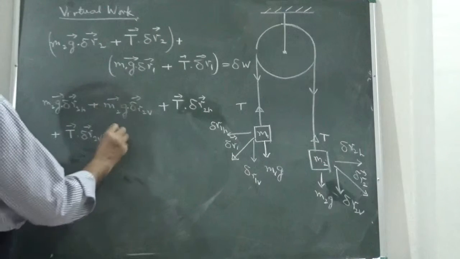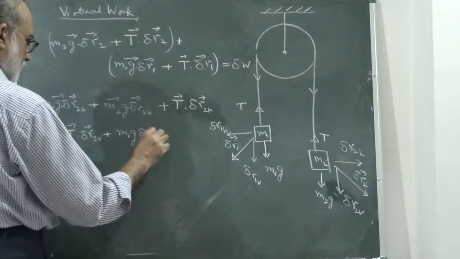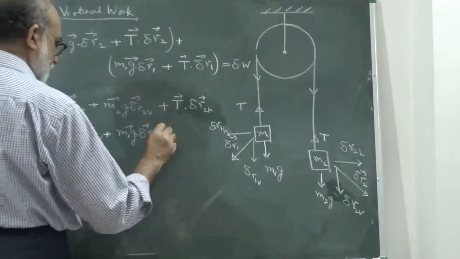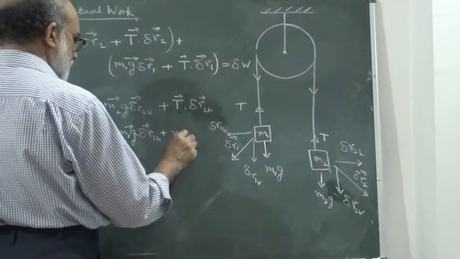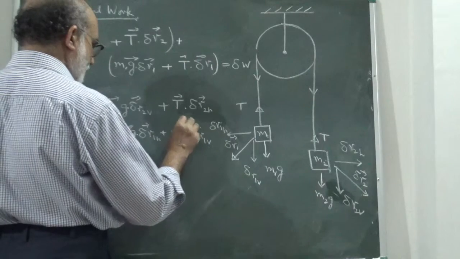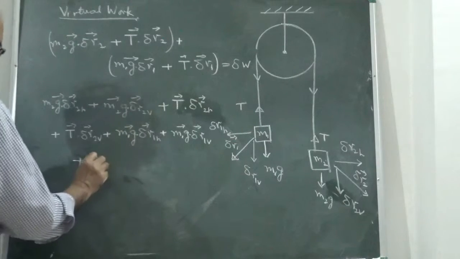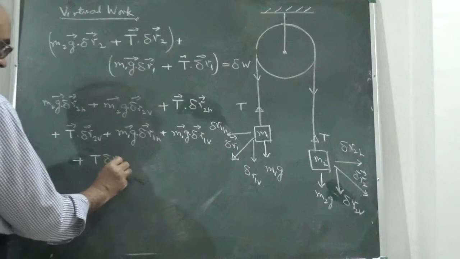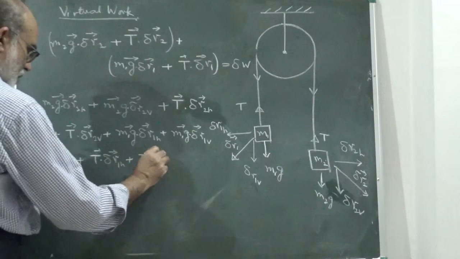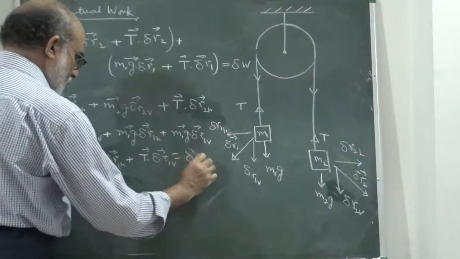Plus now this one, M1G dot delta R1 horizontal, M1G dot delta R1 vertical, plus T dot delta R1 horizontal plus T dot delta R1 vertical. This is the total work done.